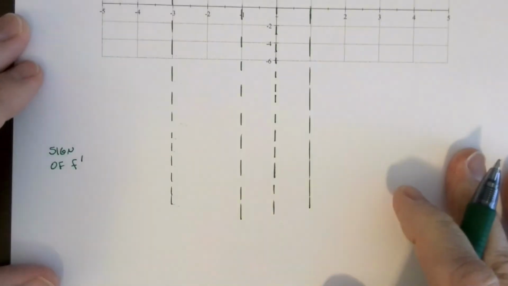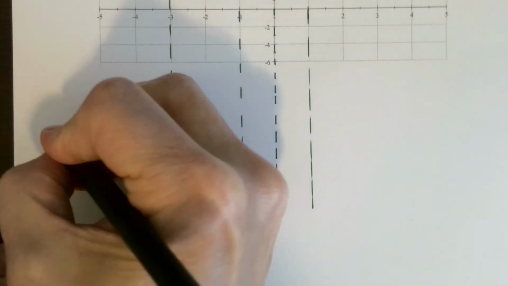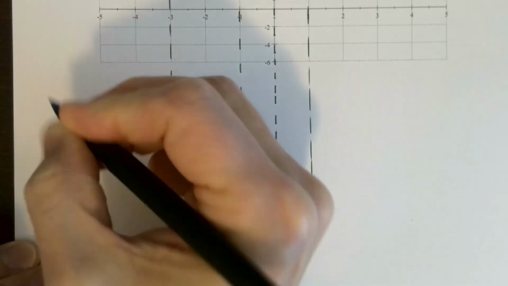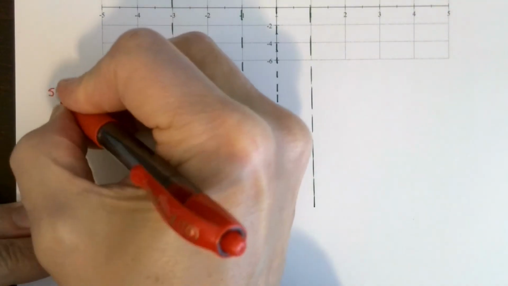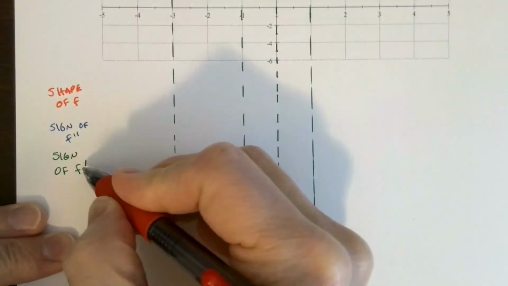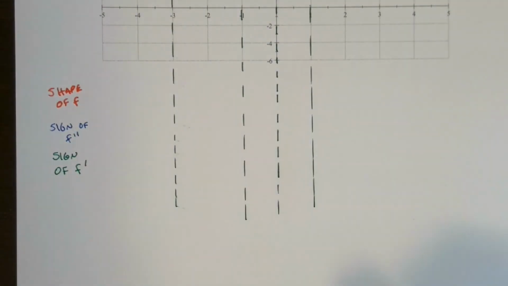Right. And so what I like to do is to look at the sign of f prime and then the sign of f double prime. Okay, and then together we'll talk about the corresponding shape of f. So we got f prime, f double prime, and then the shape of f. So let's talk about the sign of f prime.